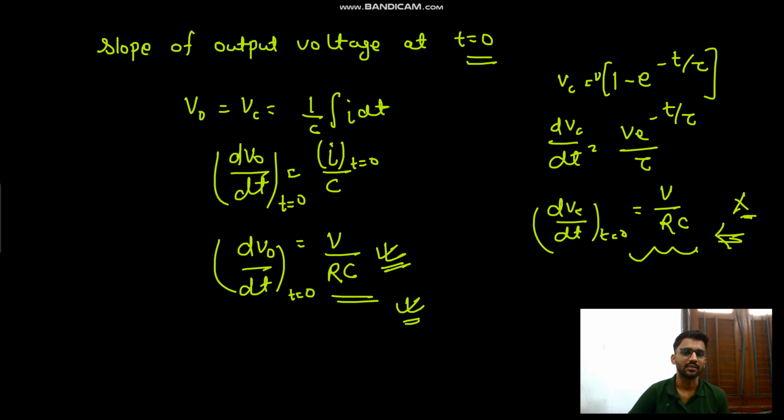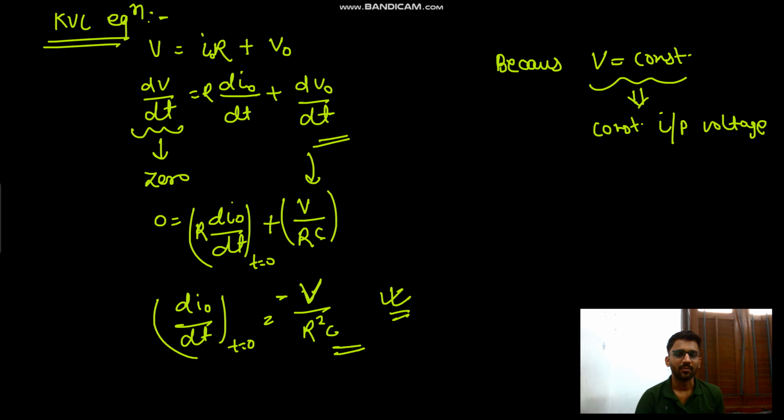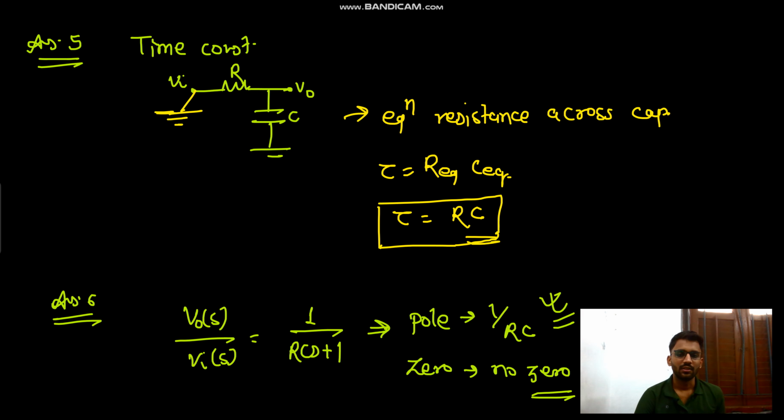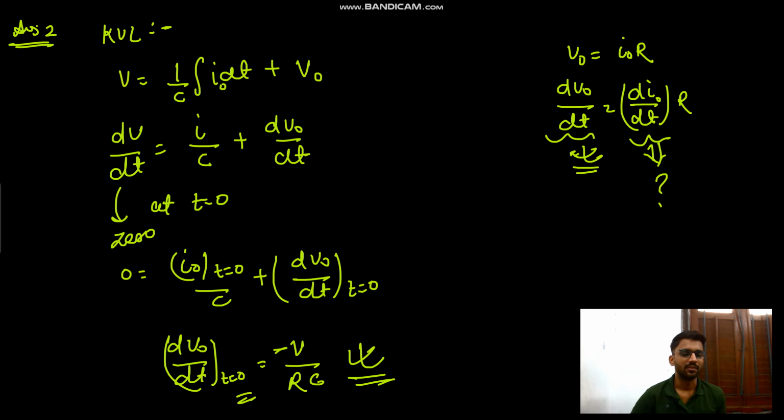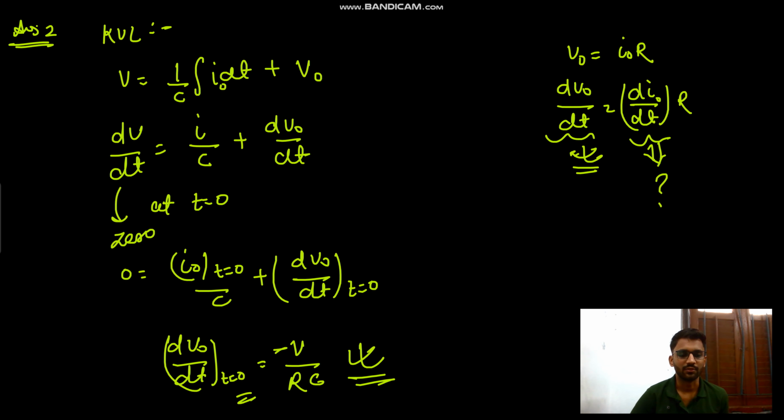Then if you are asked about the slope of output voltage at t equals 0, you shouldn't go by these equations. You should simply write the voltage equation and then simply differentiate it. Then the time constant and all these things, then the same for the second question. Okay, so that's it for the first video.